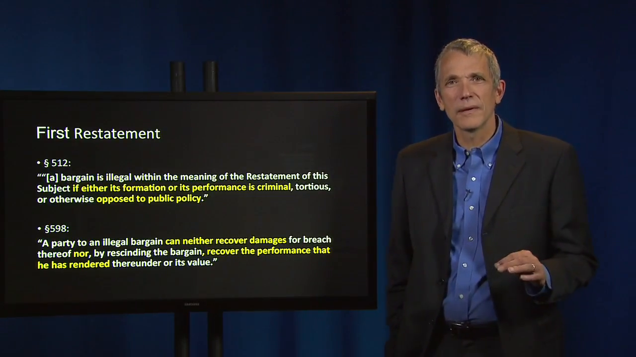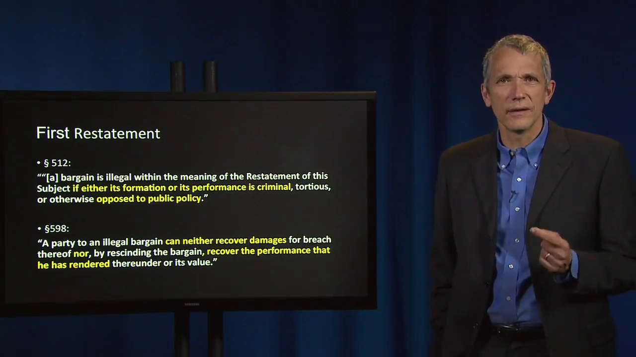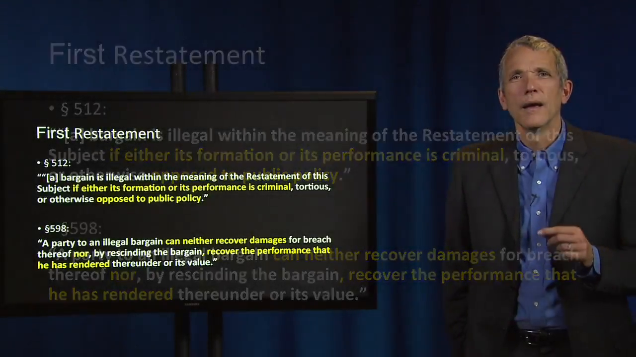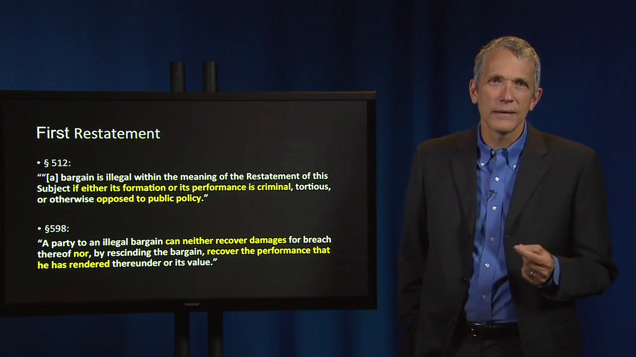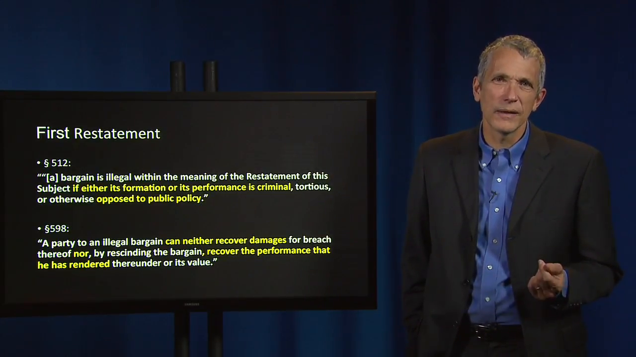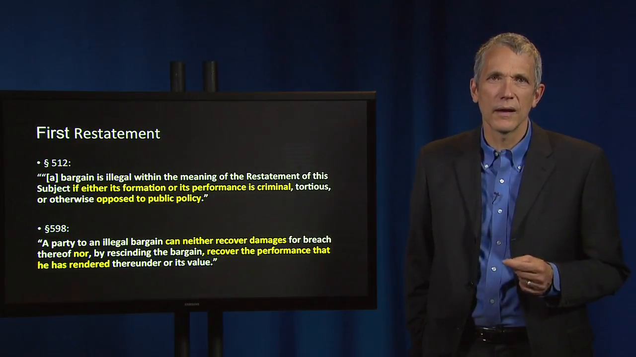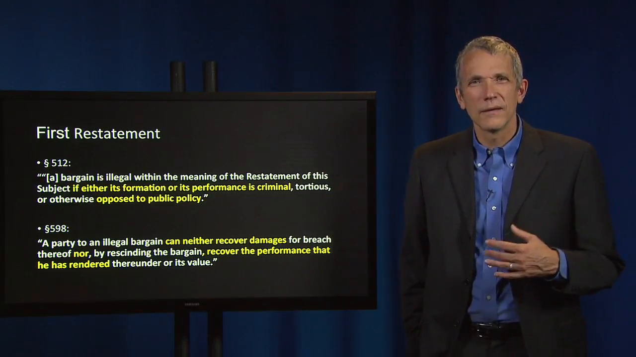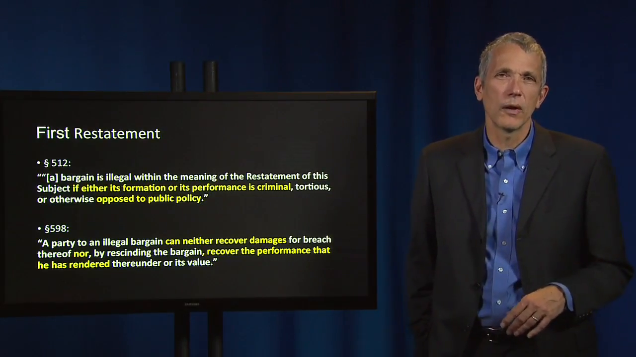Historically, courts typically took a hard line against enforcing illegal contracts. According to the first Restatement of Contracts in its section 512, a bargain is illegal within the meaning of the restatement if either its formation or its performance is criminal, tortious, or otherwise opposed to public policy. As the comments to this section make clear, an agreement could be illegal either because a statute specifically proscribed the conduct, which was the agreement's subject, or because courts had determined that such agreements were opposed to public policy.